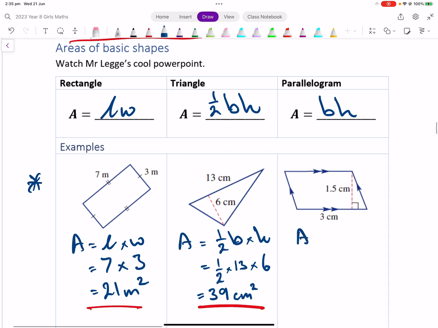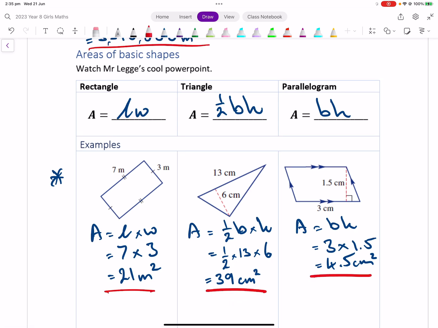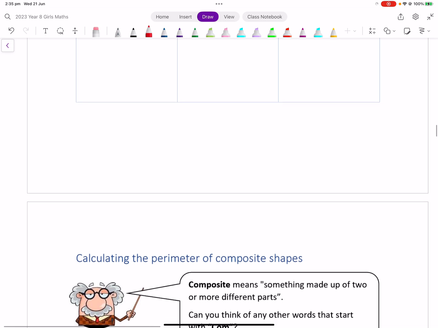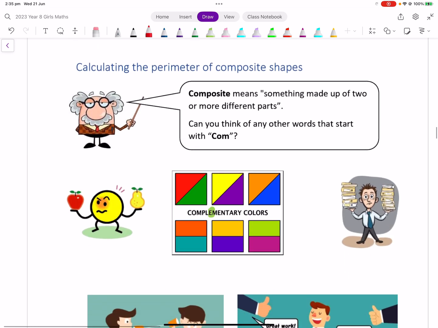Area of a parallelogram equals base times height equals 3 times 1.5 equals 4.5 centimetres squared. And that is how we do it. Hopefully that makes sense. All right, girls, let's move on to composite shapes.